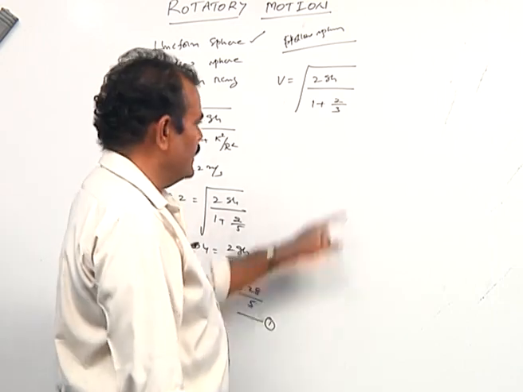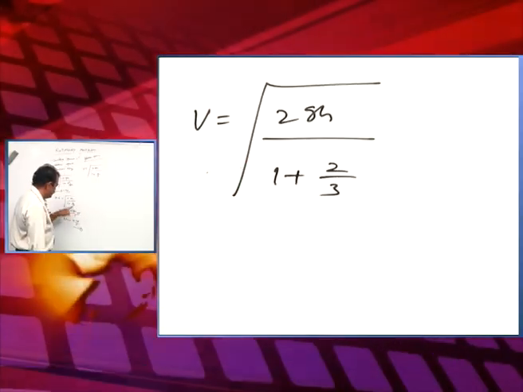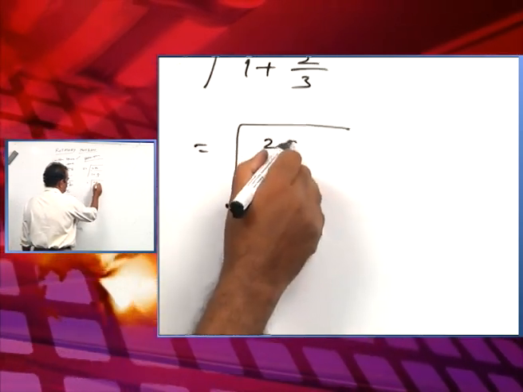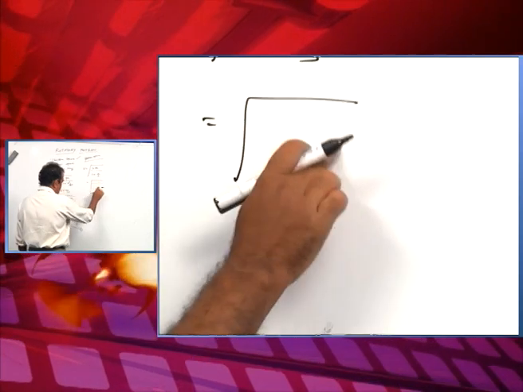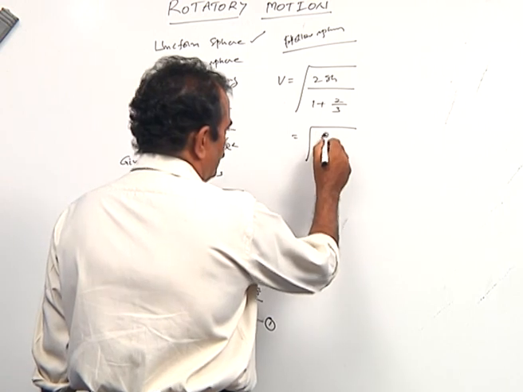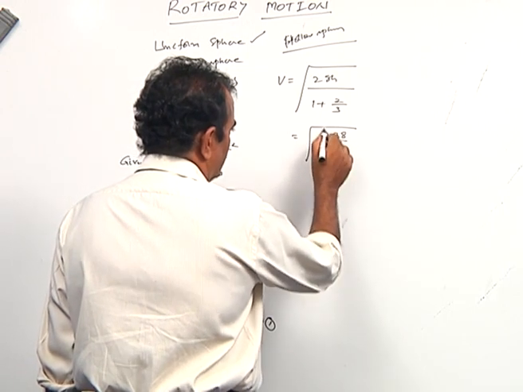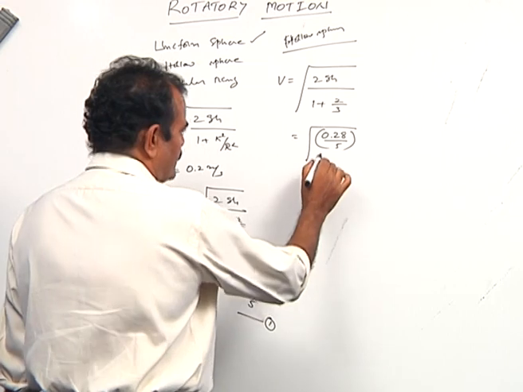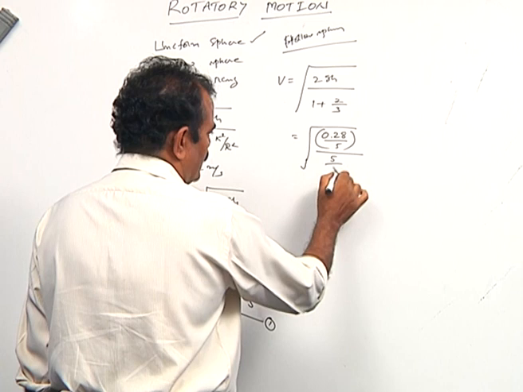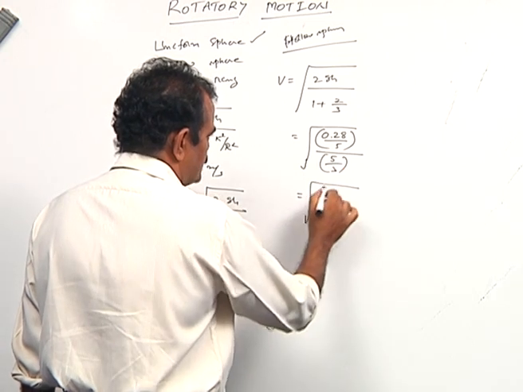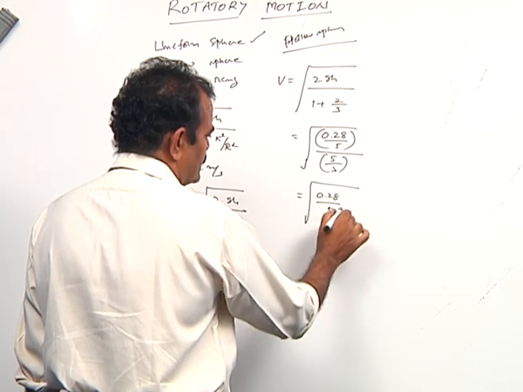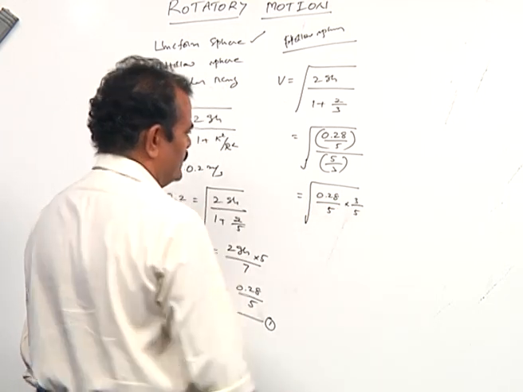Now for the hollow sphere it is 2 by 3. You have to remember it is 2 by 5 for the solid sphere, and 2 by 3 for the hollow sphere, and for that it is square root of 2gh. In place of that 2gh, what can we apply? It is 0.28 by 5 here. And thereafter 1 plus 2 by 3 means it is 5 by 3. Now it can be taken as 0.28 by 5 and thereafter 5 by 3, so it is 3 by 5 to be taken.